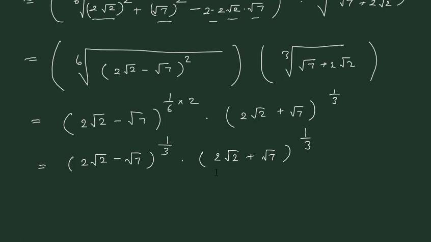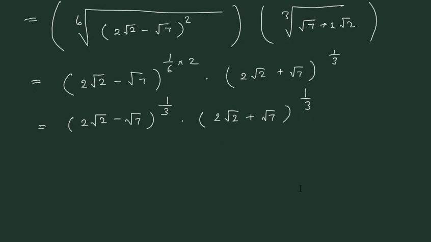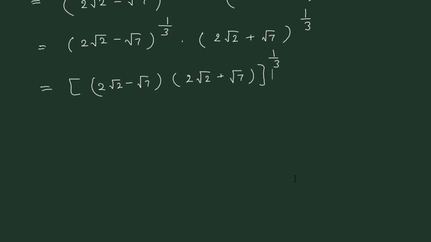Now this is something like a power b into c power b. So I can write this as a into c, that is I will write this as 2 root 2 minus root 7 in one bracket and 2 root 2 plus root 7 in the other bracket and whole power 1 upon 3. Now this is a minus b into a plus b, which is a square, that is 2 root 2 square. So 2 root 2 square is what? 4 into 2 minus, here it is 7, and whole power we have 1 upon 3.